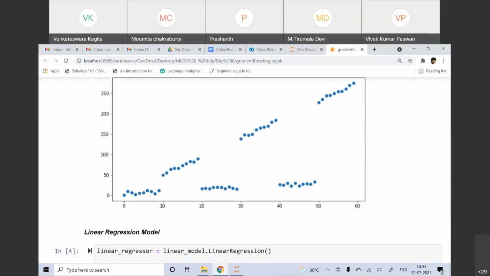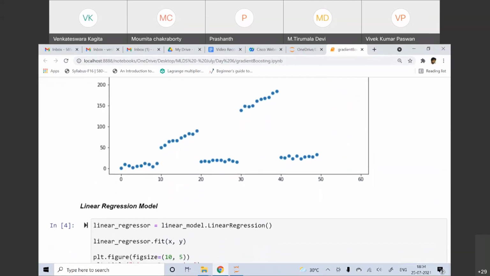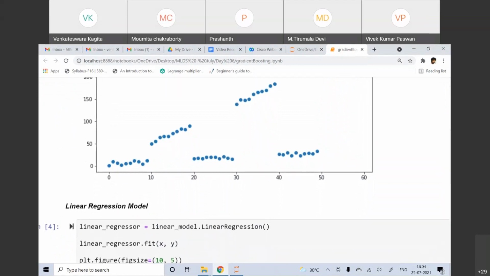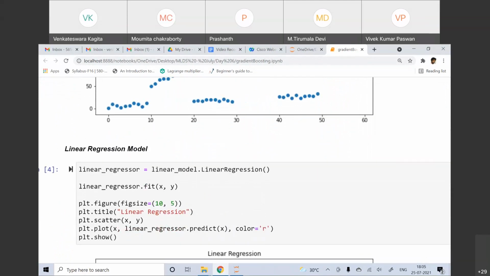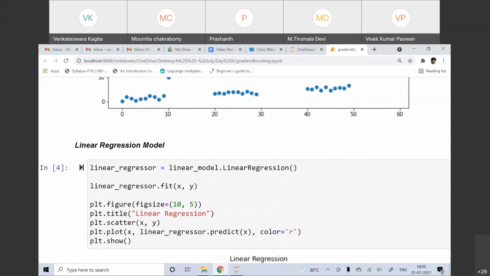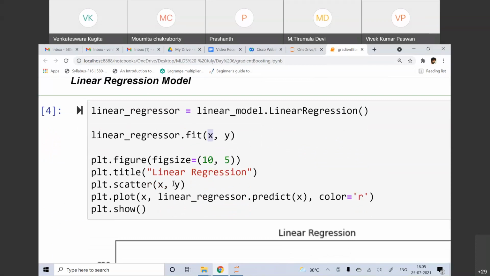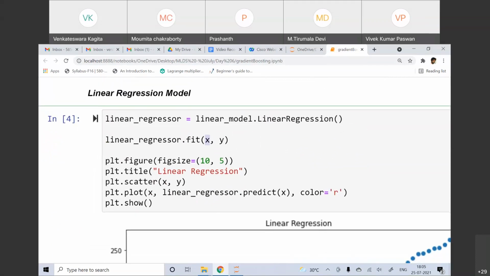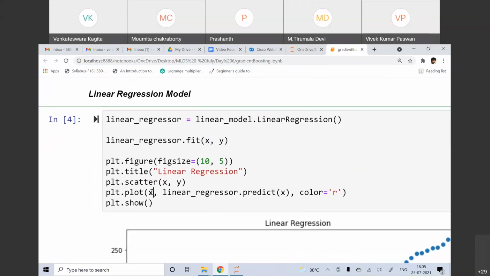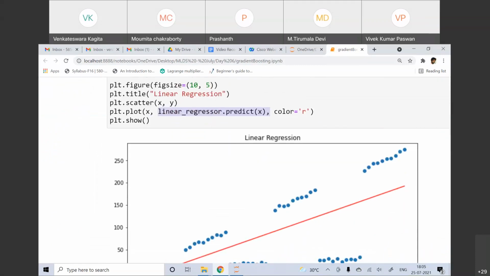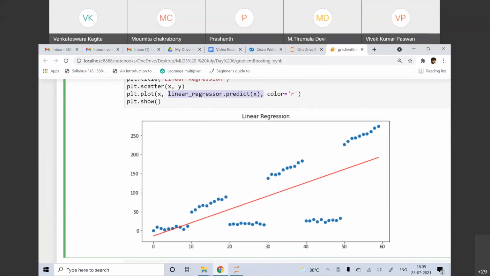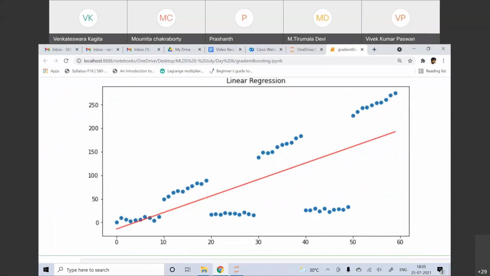And we try to fit a linear regression model to it and see how the model is looking. So we're calling the linear regression model, and we fit that model to this data x and y, and we're just plotting that model. How is it looking? You can see that we have plotted x and the linear regression prediction, and the color is red. So this is the model. Once I plot, this is how the model is looking.